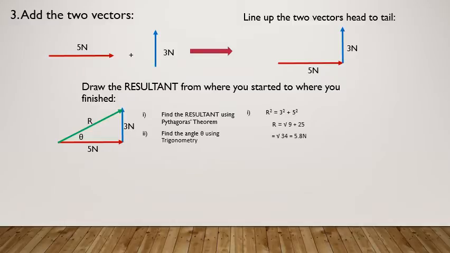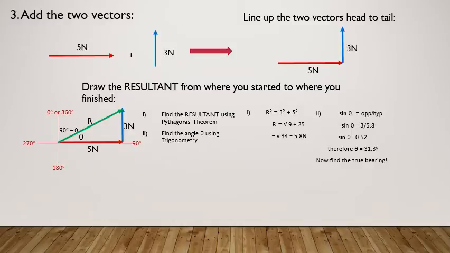To find the resultant, r squared equals 3 squared plus 5 squared, a squared plus b squared equals c squared. We end up with a resultant of 5.8 newtons. For theta, we're going to use sine, which is the opposite over the hypotenuse, the opposite being 3 newtons, the hypotenuse being the resultant of 5.8, which gives us a value of theta of 31.3. Now that's not a true bearing. We need to find the true bearing.